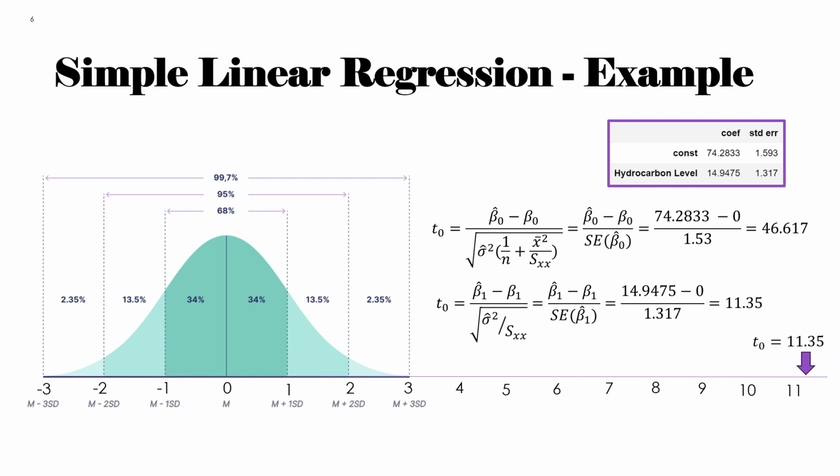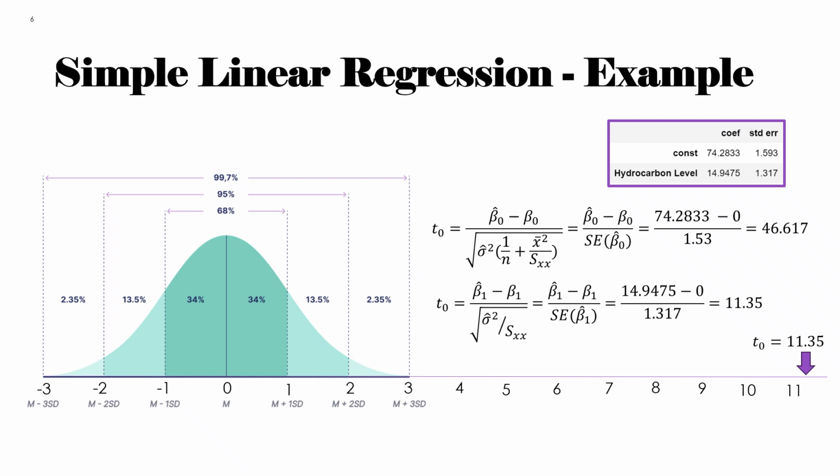As discussed in our lecture on continuous distributions, the central t-distribution and the standard normal distribution behave very similarly as the degrees of freedom increase. Using the empirical rule, we can see that even the smaller t-statistic of 11.35 lies far out in the tails of the distribution, which corresponds to an extremely small p-value.